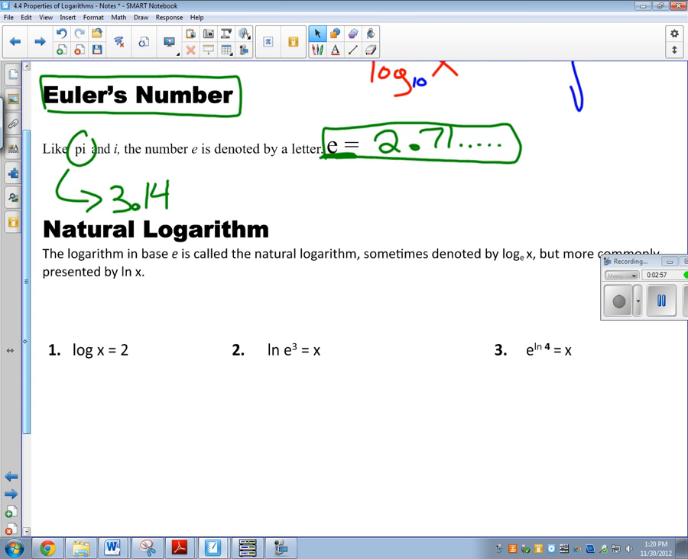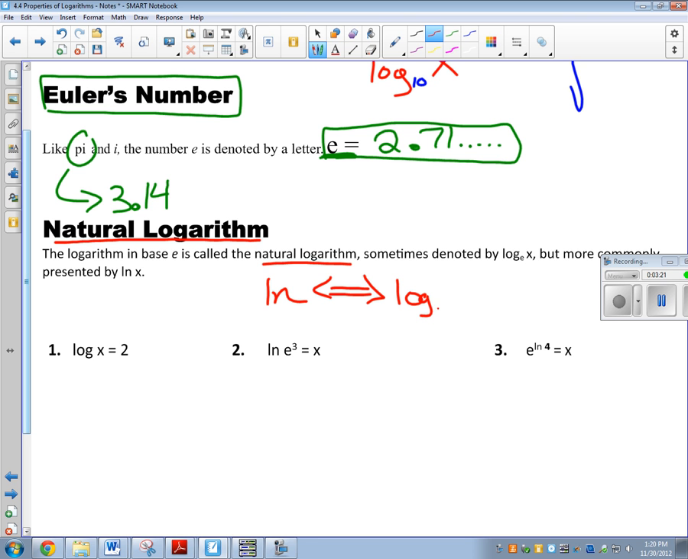The other thing we're going to talk about real quick is natural logarithms. To say natural logarithm, we're going to use ln. Yes, it's backwards. It should be nl. It's not. It's ln. ln means log base e. If you see ln, it's just like log with a base of e. They mean the same thing.